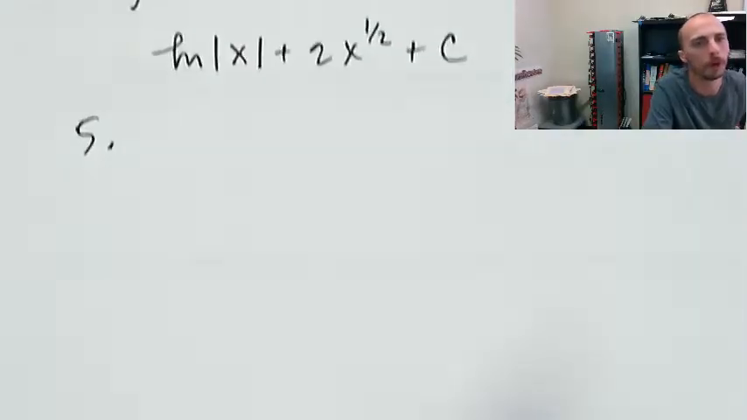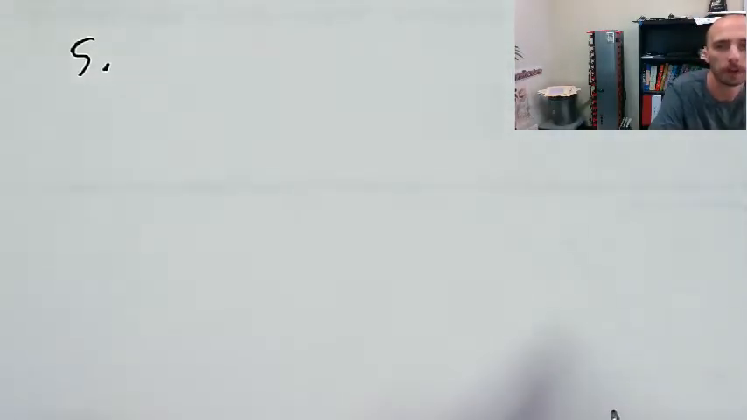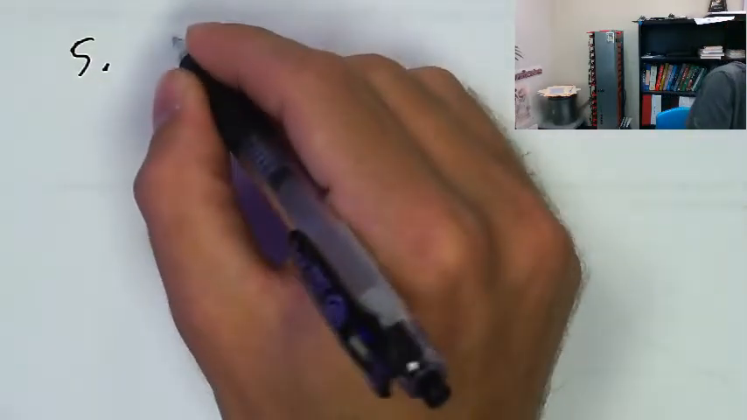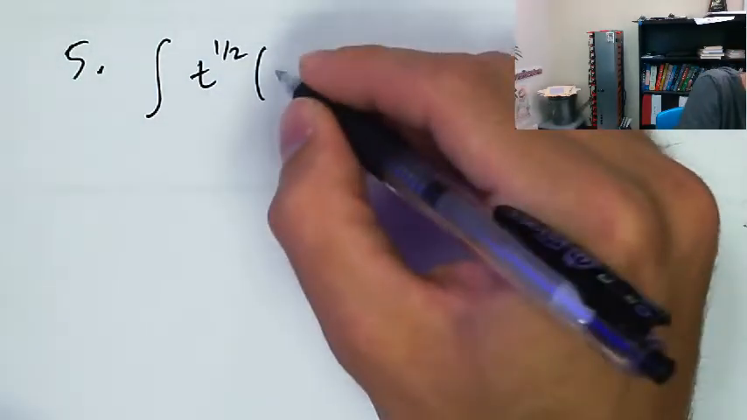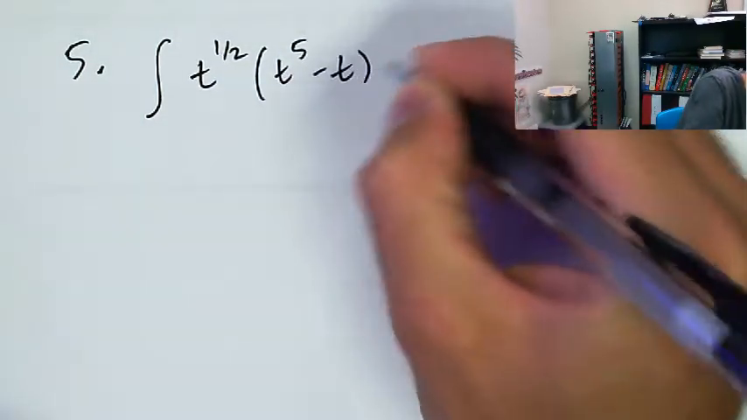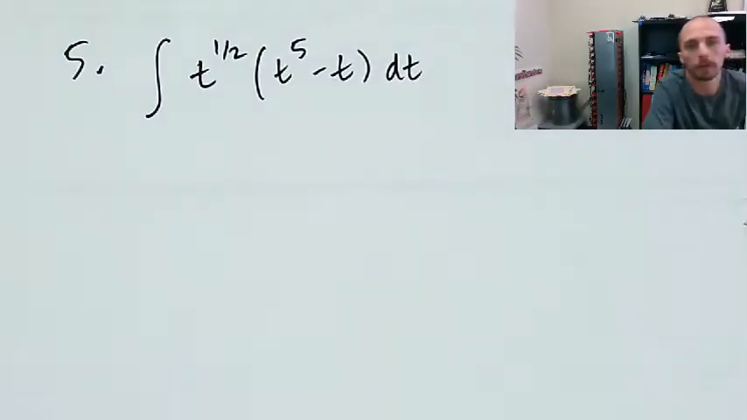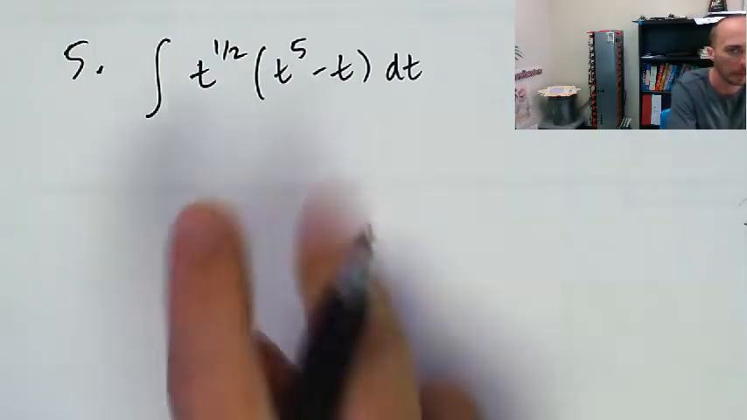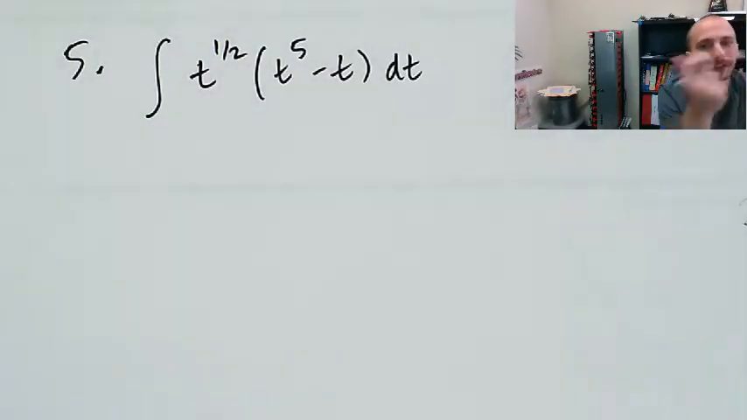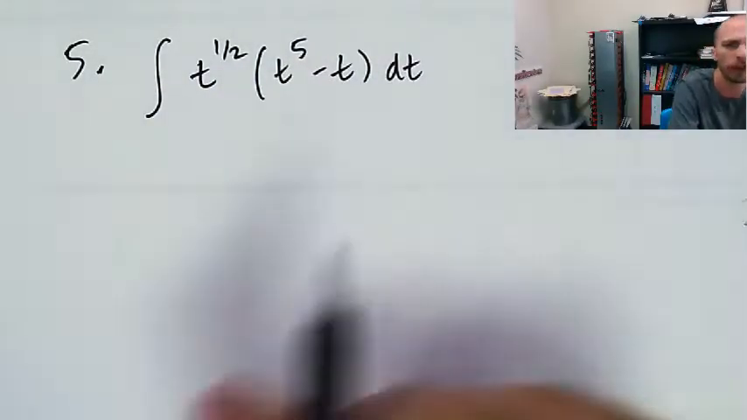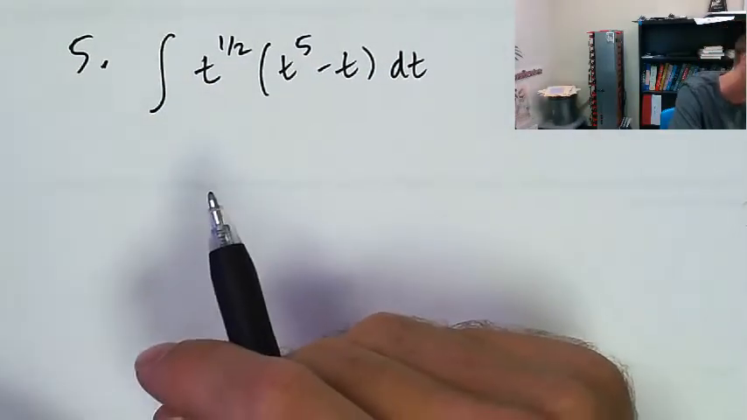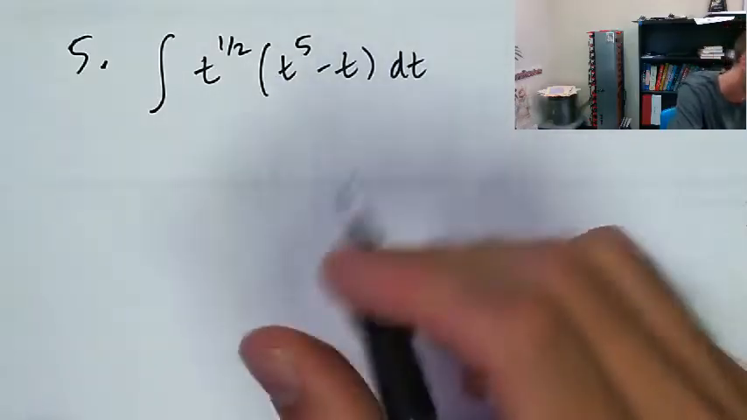Okay, so at this point, it's probably always a good idea to check your antiderivative by taking the derivative. So number 5, antiderivative of t to the 1/2 multiplied by t to the 5 minus t. And while we will later on in this course learn about a product rule for antidifferentiation, when that time comes I'm going to still tell you that if we have two things that are algebraic, you're better off distributing than trying to use a product rule for antidifferentiation. It's probably not even going to work with this.